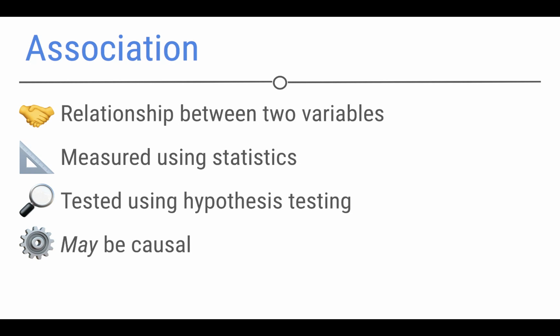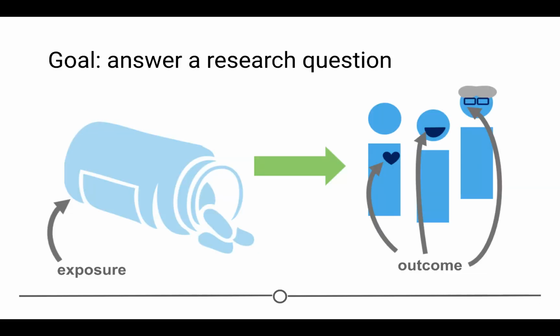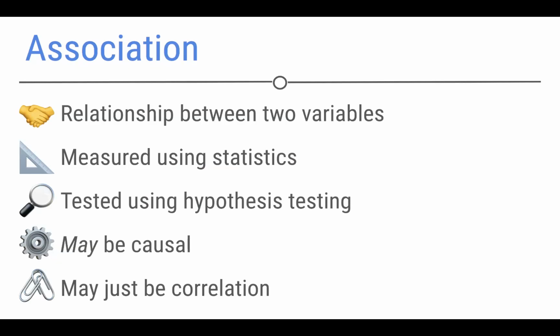And so this relationship that we're measuring can be causal, meaning the exposure causes the outcome. So returning to that chart that we went through in the types of scientific questions section, sometimes we're trying to estimate a causal effect. So we want to know how changing the average of one measurement affects another. So that is, sometimes associations are causal. And this picture that I've drawn here is actually representing a causal relationship. And we can tell that because I have this green arrow that goes directly from the exposure to the outcome.